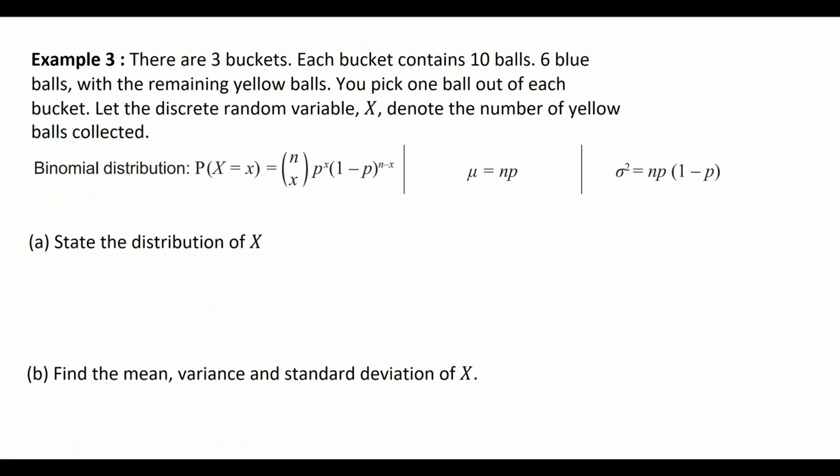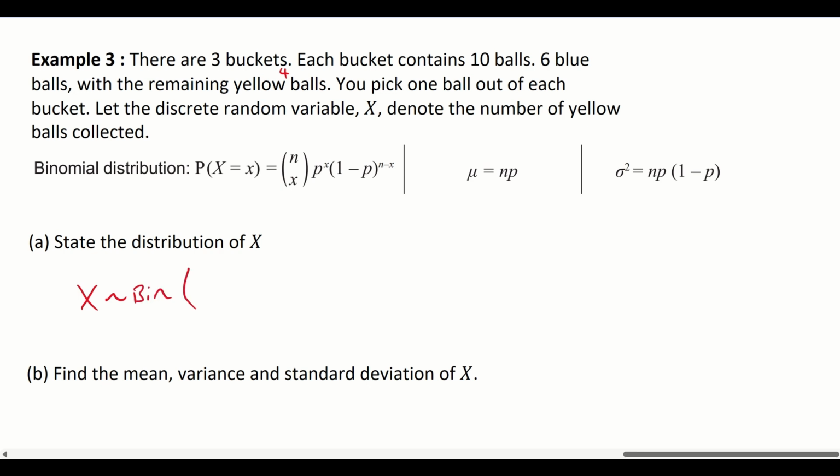So here we have 3 buckets, and in each bucket there are 10 balls. 6 of them are blue and the remaining are yellow. So there are 4 yellow balls in each bucket. We pick 1 ball out of each bucket and we let the discrete random variable x denote the number of yellow balls that we can collect. The distribution of x, well, it's a binomial distribution.